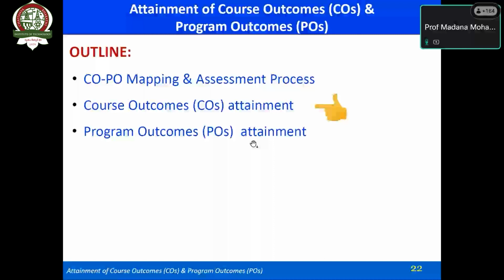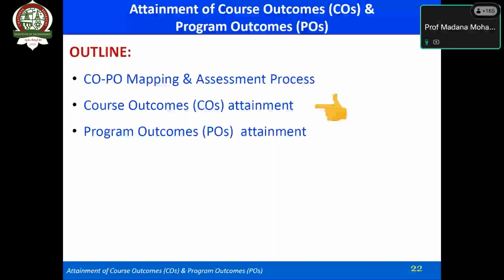Okay, this is the process of computation of CO attainment. It's the CO-PO mapping, then the assessment process. Now we have the data readily. Then our first task is how to compute CO attainment. Later, after computation of CO, you can do the computation of PO.